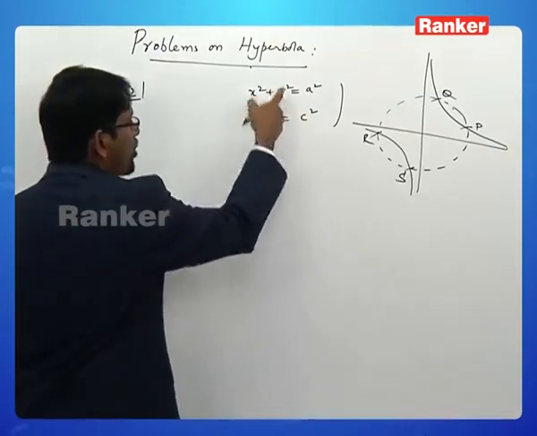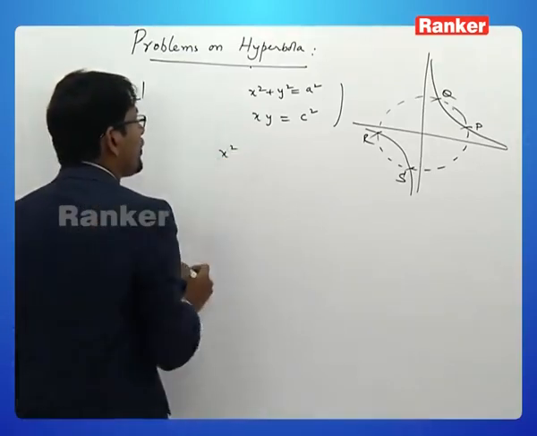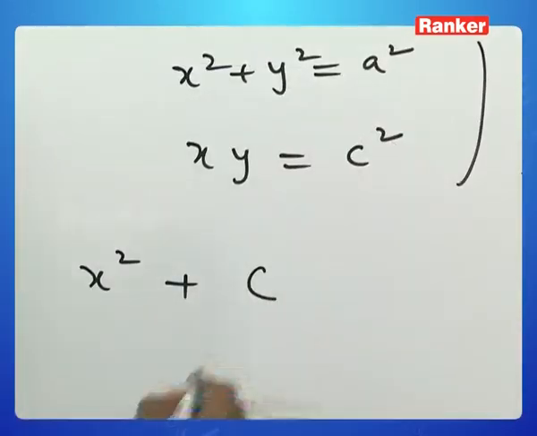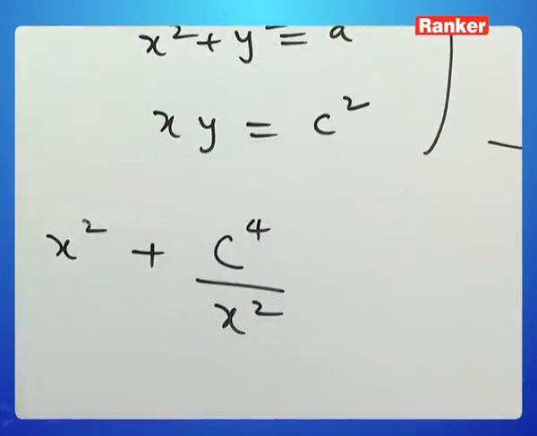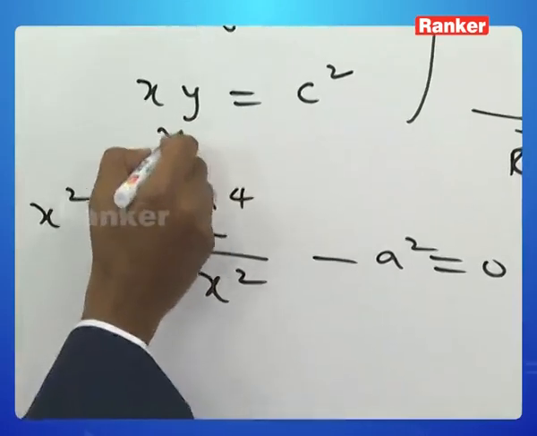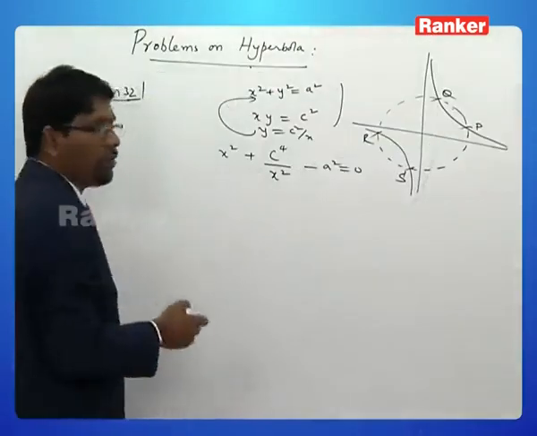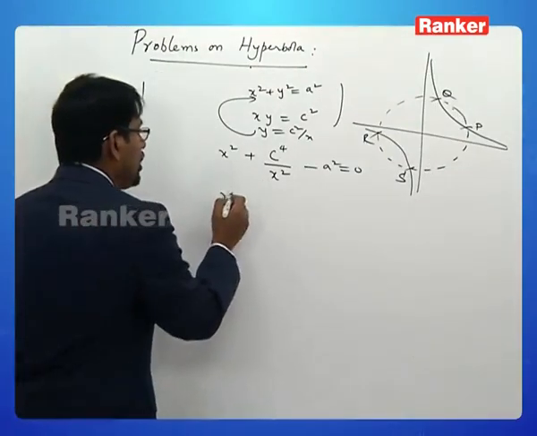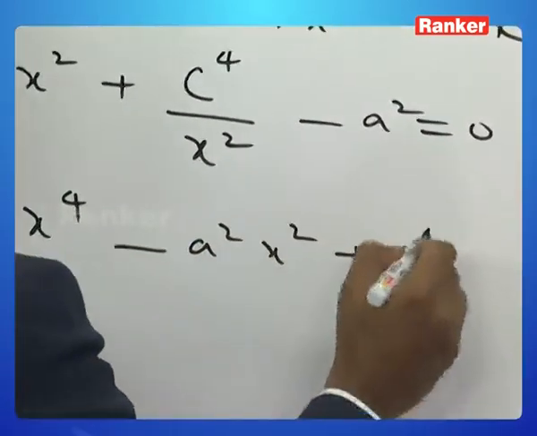Y is equal to c square by x. Let's eliminate y. What do we get? X square plus y square is c power 4 by x square minus a square is equal to 0. I am writing y as c square by x and putting it here. I am solving for these two curves here, eliminating y. What are we getting here? X power 4 minus a square x square plus c power 4 is equal to 0.